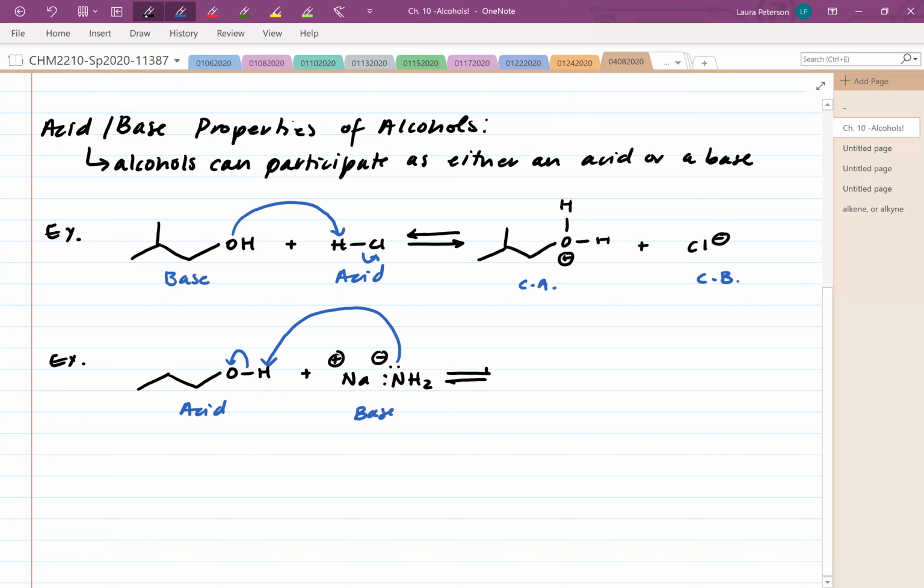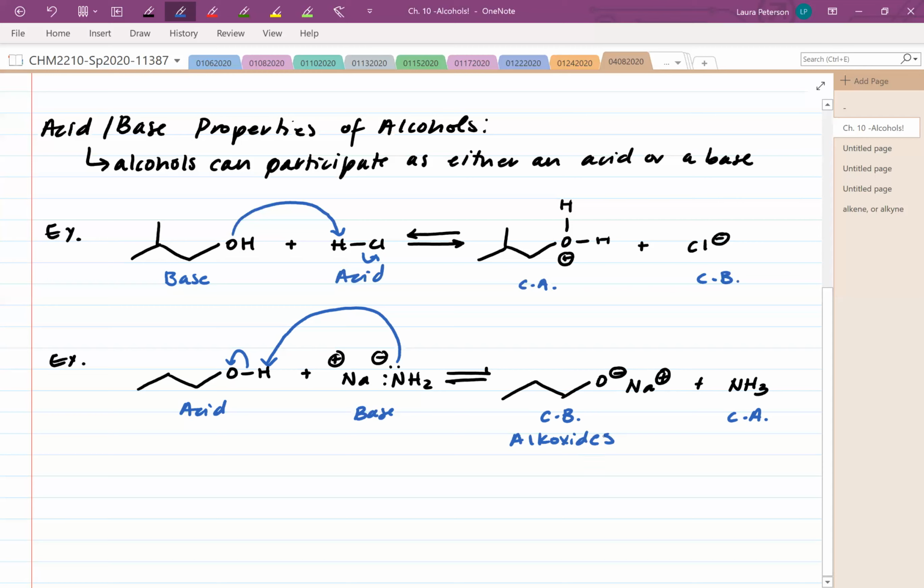Okay, so let's generate the conjugate base of our alcohol. These were what we called alkoxide anions. And then we also generated ammonia. So let's put our counter ion sodium there. And then we also generated our conjugate acid, which is ammonia. So we have our conjugate base and our conjugate acid. And I'll remind you that these we call alkoxides.